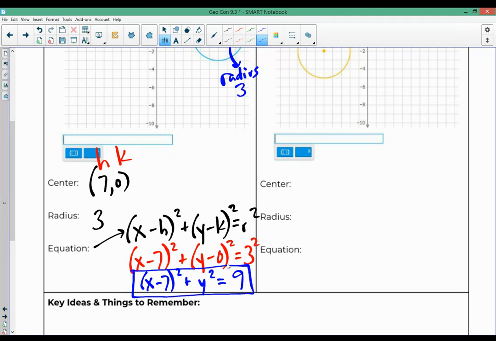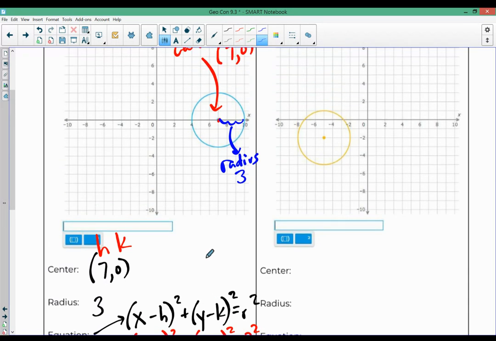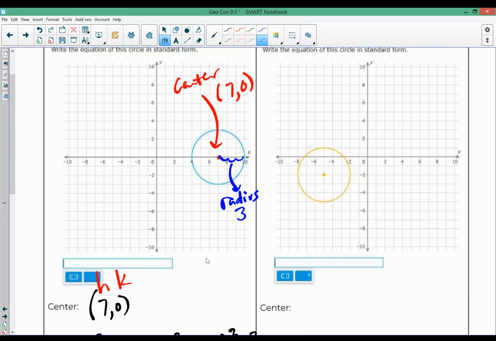All right, and then the last one. So figure out what our center is first. It's always going to be marked for you, and then we just have to figure out what the ordered pair is. So the center here is -5, -2. And then the radius, I just have to count over 1, 2, 3 again. So we already did one with 3, good for us.